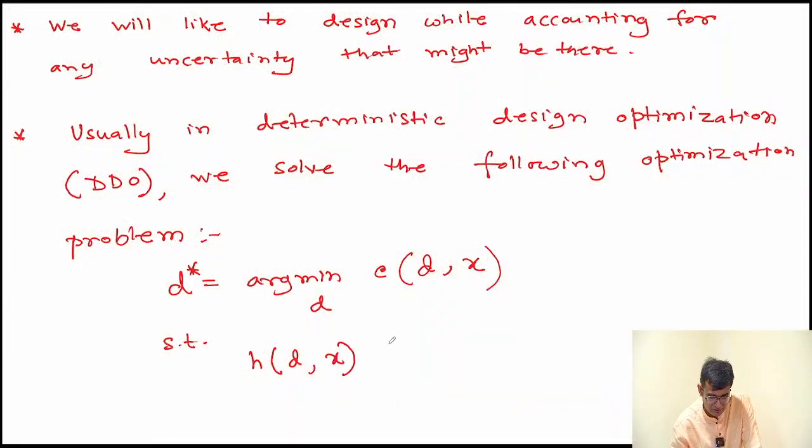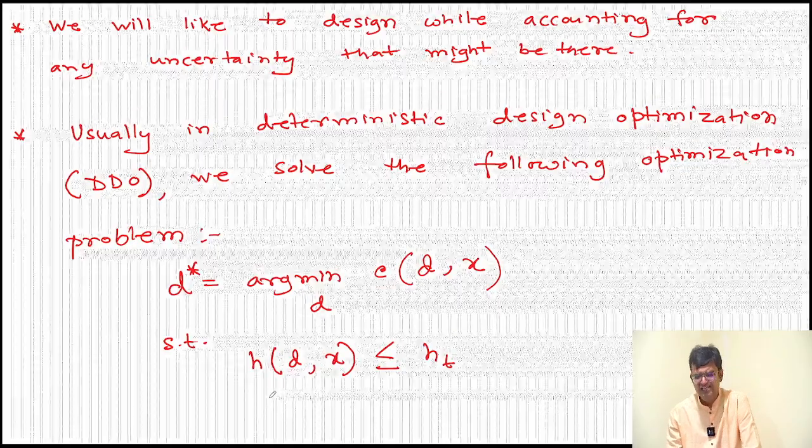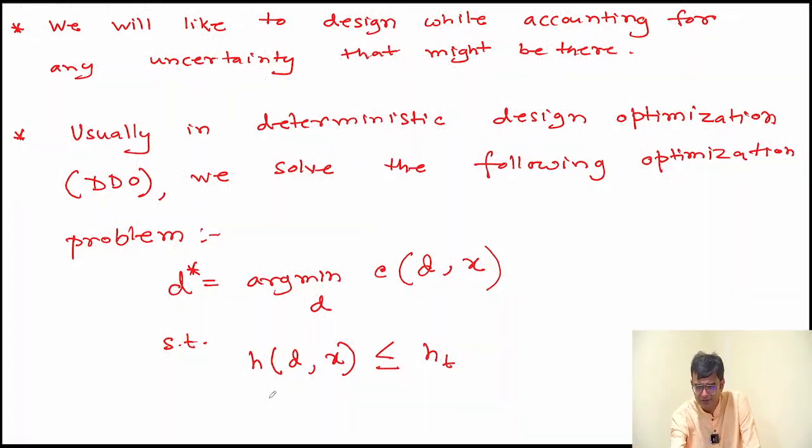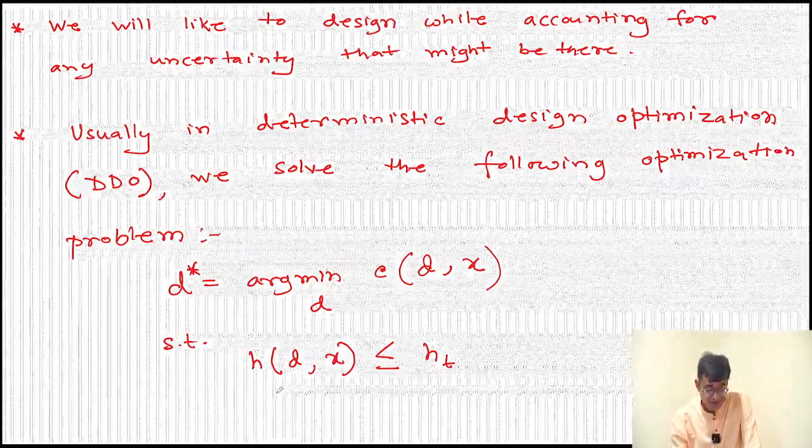And what kind of constraint might you have? One of the constraints might be that h of D comma X would be less than or equal to some h threshold, and we'll relate it to some real example. And then you might have some equality constraint as well. I'm not writing that, but there can be equality constraints as well. And there can be limits, right? You have, let's say, D lower limit less than or equal to D less than or equal to D upper limit. More or less, this is what you will work with.